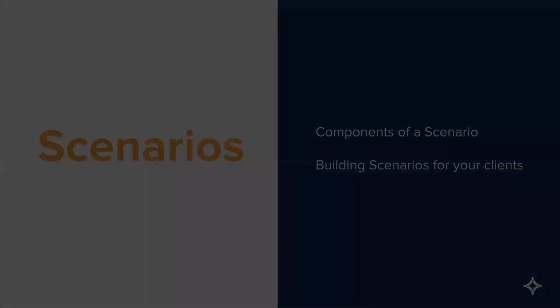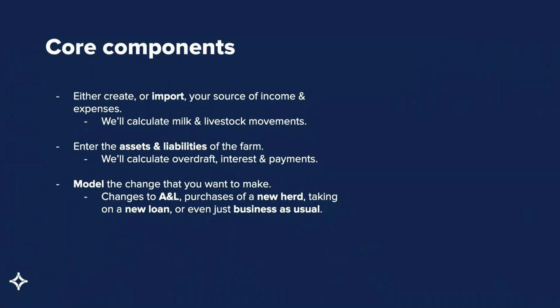Let's dive straight into it. The core components of a scenario are your income, your assets and liabilities, and then the model of all of the changes you want to make. When you're creating a scenario for the first time, you can import your source of income and expenses. If you have a livestock tracker, for example, you can import that into Figured, and then we'll use that as the base for one of your sources of income. The same thing happens if you have a milk tracker. That comes in there so that you can record where your money is coming from in terms of servicing your business over the next 5 years. And then we can also bring in some of those farm working expenses so that you have a realistic base for your scenario.